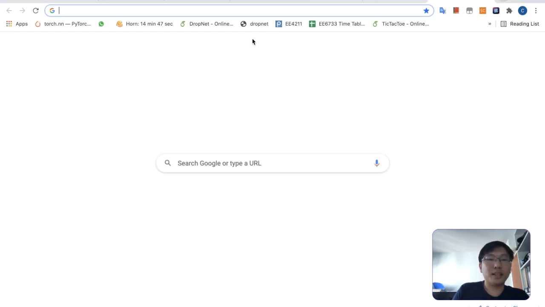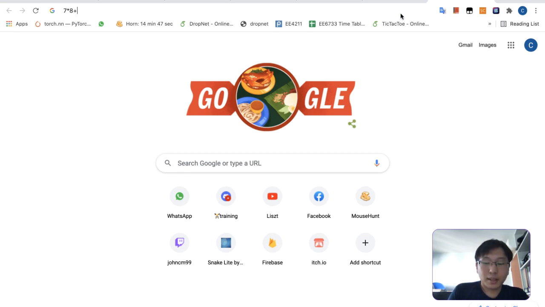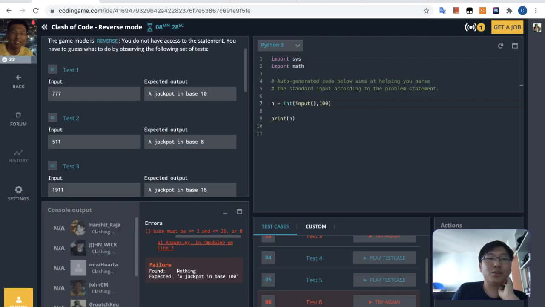Let's try base 8, in order to get 777. So 7 times 8 plus 7. Okay, 7 plus 7 times 8 plus 7 times 64, 511. Oh, I see now. So it's nothing to do with this thing. So basically it's like that.